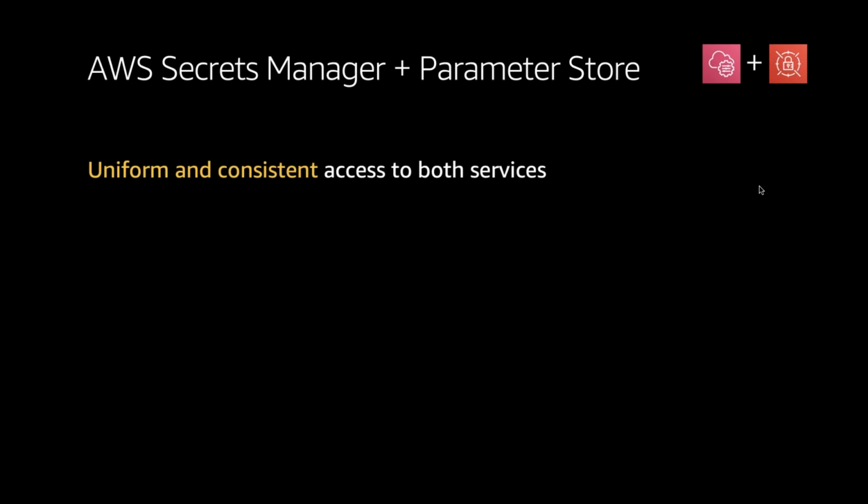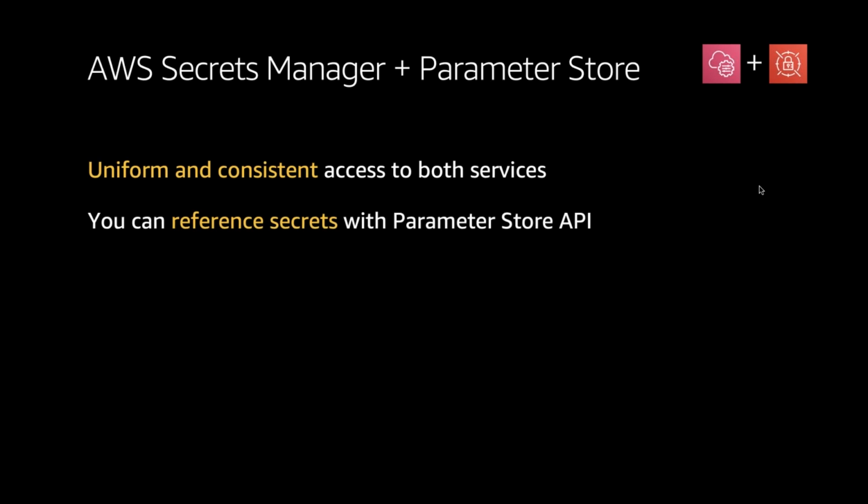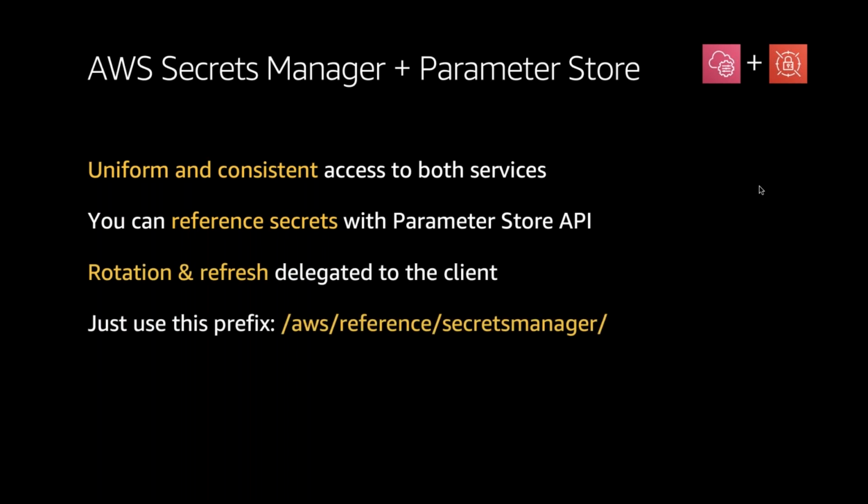So I was saying that a lot of customers also ask us to unify, to build some sort of consistent interface between the Secrets Manager and the Parameter Store. So since a few months, you can actually read a secret from the Secrets Manager by using the Parameter Store API. All you need to do is use this prefix here: /aws/reference/secretsmanager. If you use that prefix, you can use the Parameter Store API. This is just a way to simplify access to both services, so that you don't have to use two different SDK clients, for example.